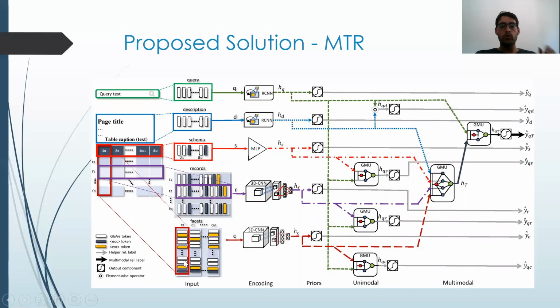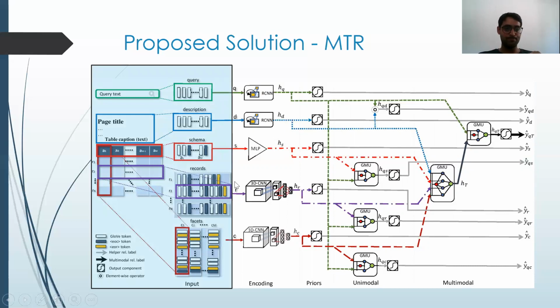This is our proposed approach to table retrieval. We term this approach Multimodal Table Retrieval, or MTR. MTR has 5 main components, namely the input representation, the encoding, the priors, the unimodal, and finally the multimodal. Now, I will guide you through the architecture of our system, starting with the input representation.